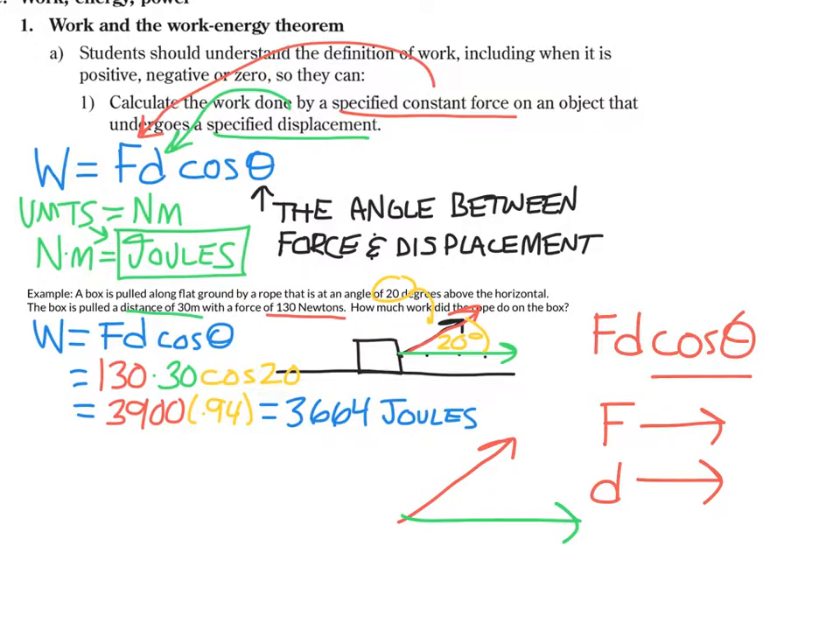But if I do F cosine theta, remember, cosine gives me the x component of the force. So what that gives me is how much force is in the x. I could do F sine theta to get the y, but I don't want that. So F cosine theta is the x part of the force, giving me the force that is in the same direction as the displacement.